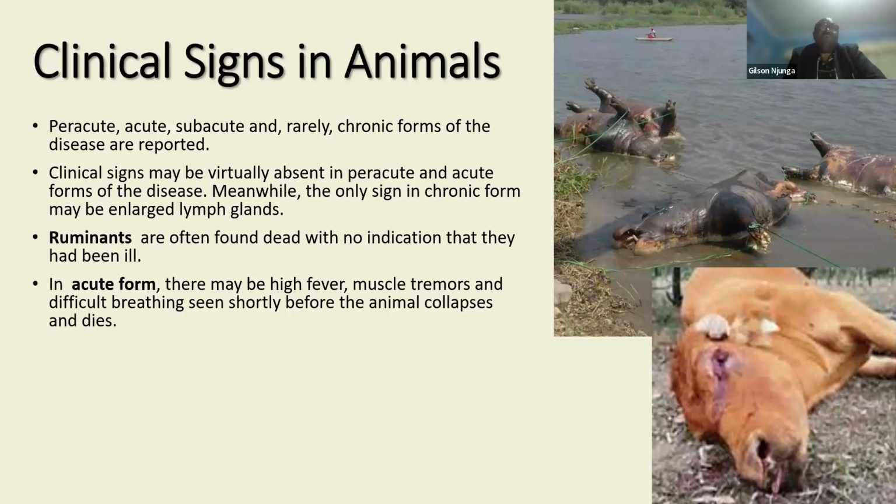But again, this also depends on the virulence of the anthrax or certain factors in that animal, such as the immune status of that particular animal. When the immune system of the body is weak, then the disease easily comes in, and when the immune system is strong, then the body tends to resist that infection. And if the immune system is very strong, then the animal may show some subacute signs.